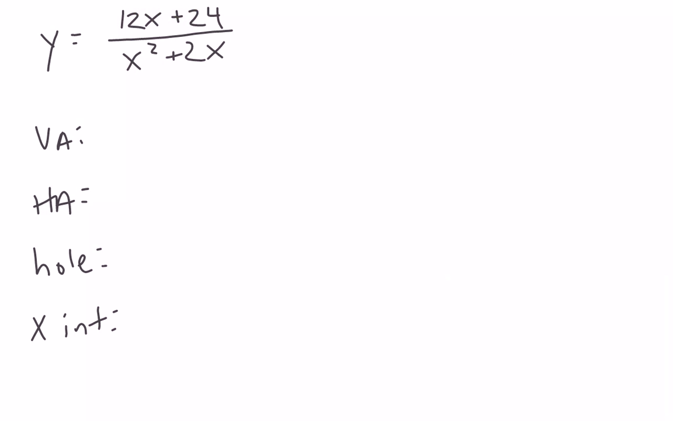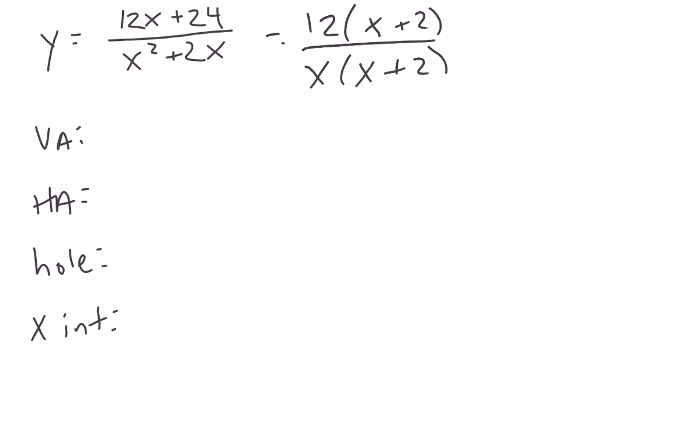Okay, next one, factor. Both of these have a GCF going on. So this would be 12 times (x plus 2) over x times (x plus 2). So I see I have an x plus 2 and an x plus 2 in the numerator and denominator. So that means I have a hole at x equals negative 2. What do I have left in my denominator? I have an x. So that means I have a vertical asymptote when x equals 0.